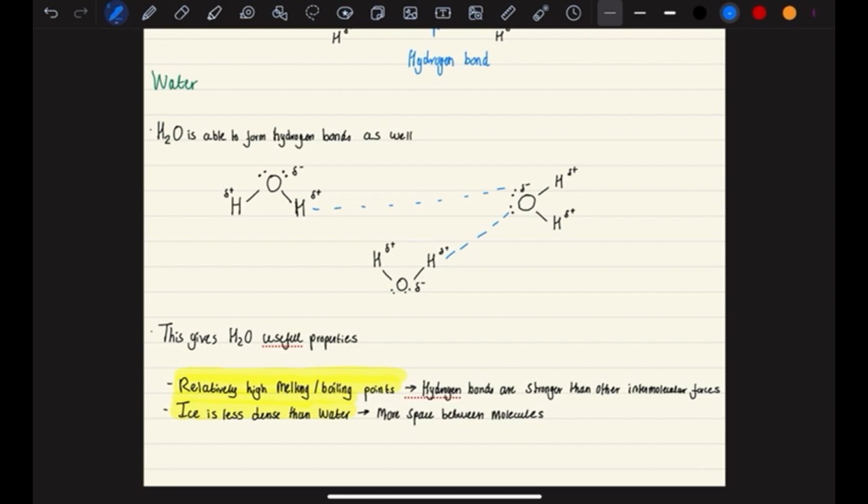Hence, because of that being stronger, water has a relatively high melting and boiling point. Water boils at 100 degrees. You wouldn't expect that from a simple molecule, especially one with 18 electrons. And we could say ice is less dense than water. When you think about the arrangement, solids make this compact shape where the molecules are kind of spaced out, so you can have a lot of gaps between them because of these hydrogen bonds. Those gaps allow it to have a low density.